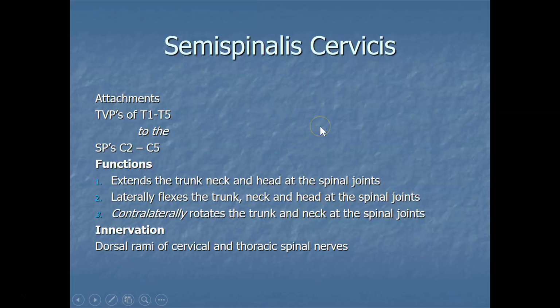Semispinalis cervicis is the next one. It arises from the transverse processes of T1 to T5 to the spinous processes of C2 to C5. It extends the trunk, neck, and head at the spinal joints bilaterally, laterally flexes the trunk, neck, and head when working unilaterally, and contralaterally rotates the trunk and neck at the spinal joints.